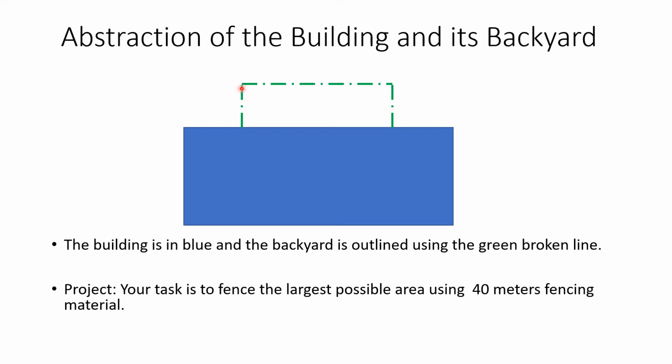And for the fence, only 3 sides we need to build to cover the area. So, project: your task is to fence the largest possible area using 40-meter fencing material. So we have material enough for a 40-meter circumference if you wish.